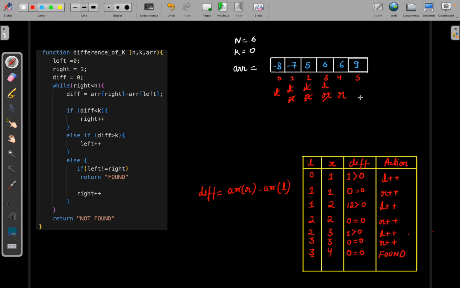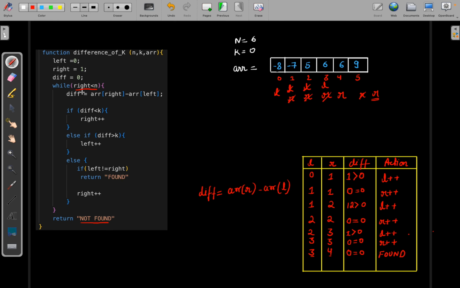No, I will move my right pointer here again, and that will be my limit. I will break this condition, right is less than n. And once I break this condition, I will come here and I will print not found. So this is how you can cover all these cases. So don't worry that you are using only right is less than n. You can also use left is less than or equal to r, and right should be less than n, depending on the condition, but this is how it should work.